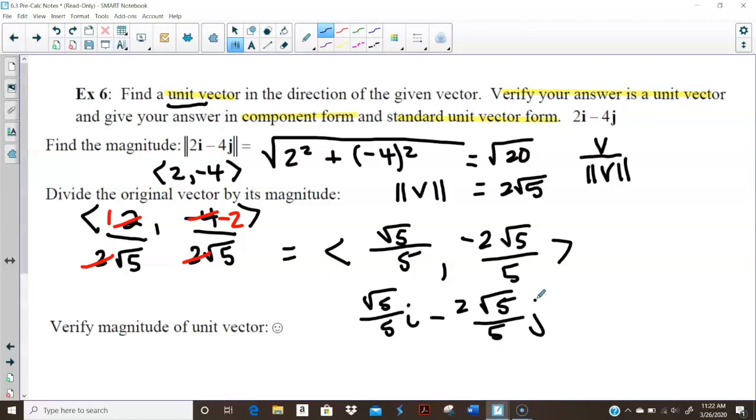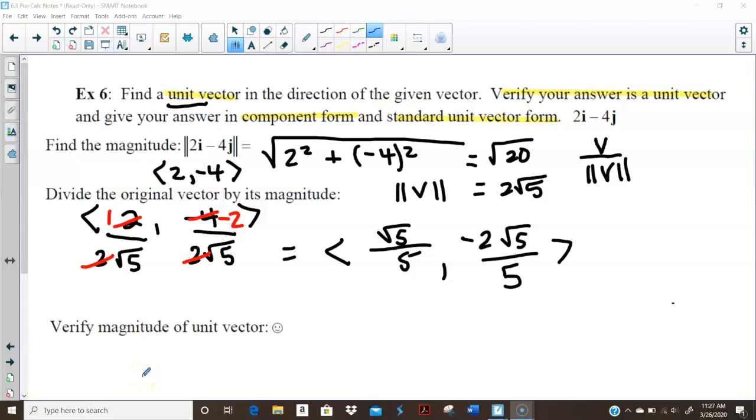Okay, so how do you verify if it's a unit vector? Oh, Kelly, what do you think? Travis? Allie? Anthony? I don't know. Someone answer me.